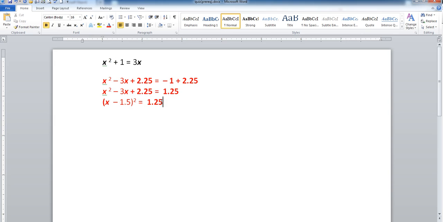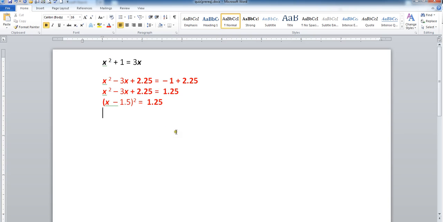Now, if you take a look at that, how could that possibly be? Well, if you were to FOIL this, it would be x times x, which is x squared, x times negative 1.5, and then another x times negative 1.5, which would be negative 3 x's. And then 1.5 times 1.5 is 2.25. So essentially what you did was figure out what number to use so that this whole thing up here factored.